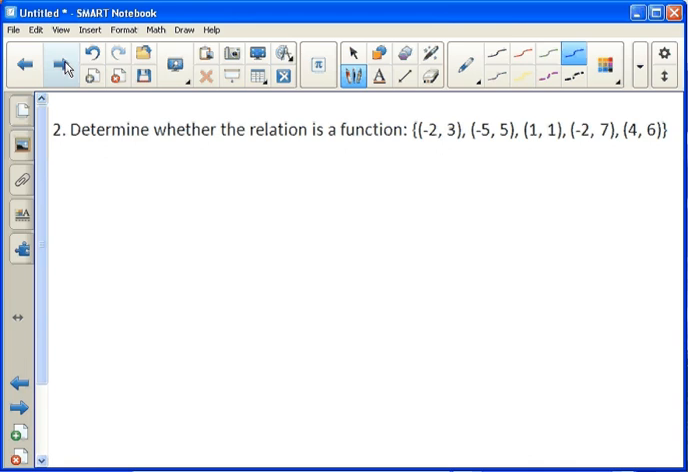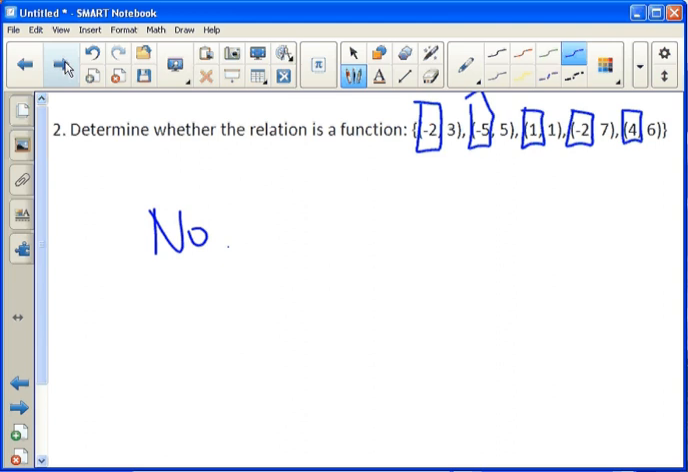Second, determine whether the relation is a function. Now when you're looking at a set of ordered pairs and you're trying to figure out if it is a function or not, all you need to do is look at the x values. So I'm only focused on the x values. If any x values repeat or are duplicates, it's not a function. If they're all different, then it is a function. So as we look at this problem, we see, no, it's not a function, because we have duplicate x values. -2 shows up twice. So if all the x values are different, it is a function. If you have any duplicates, it's not a function.